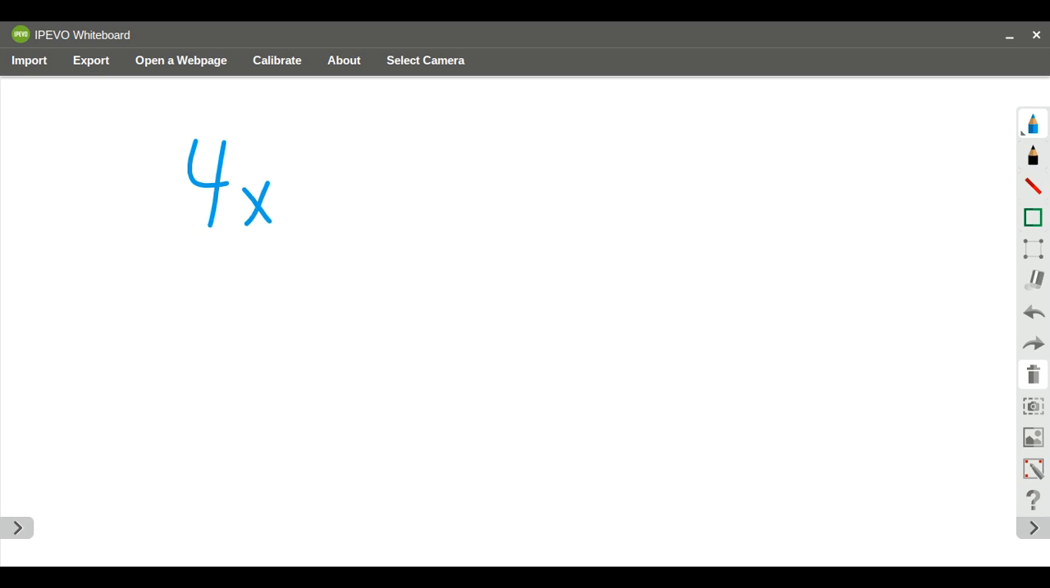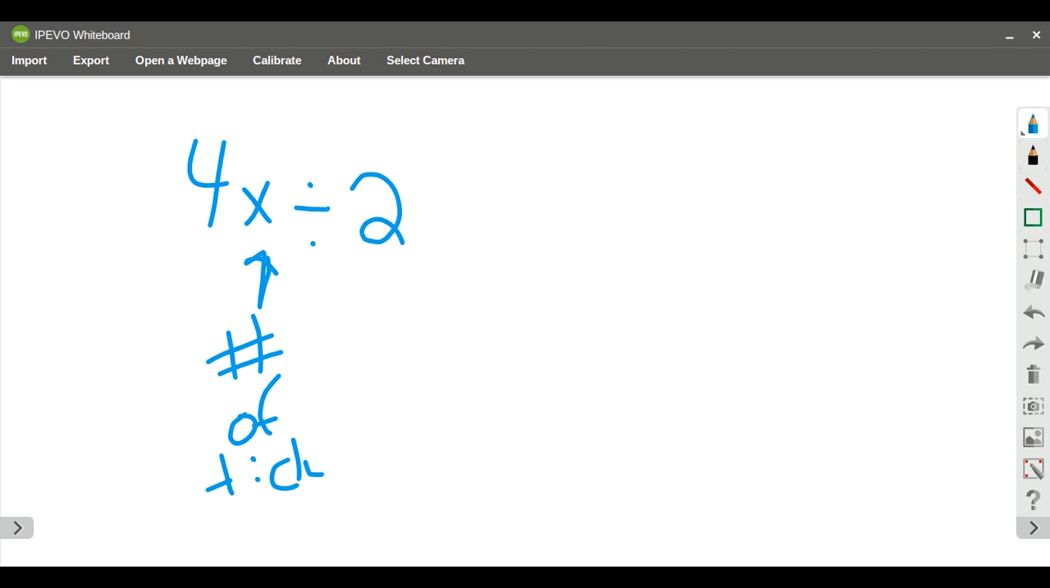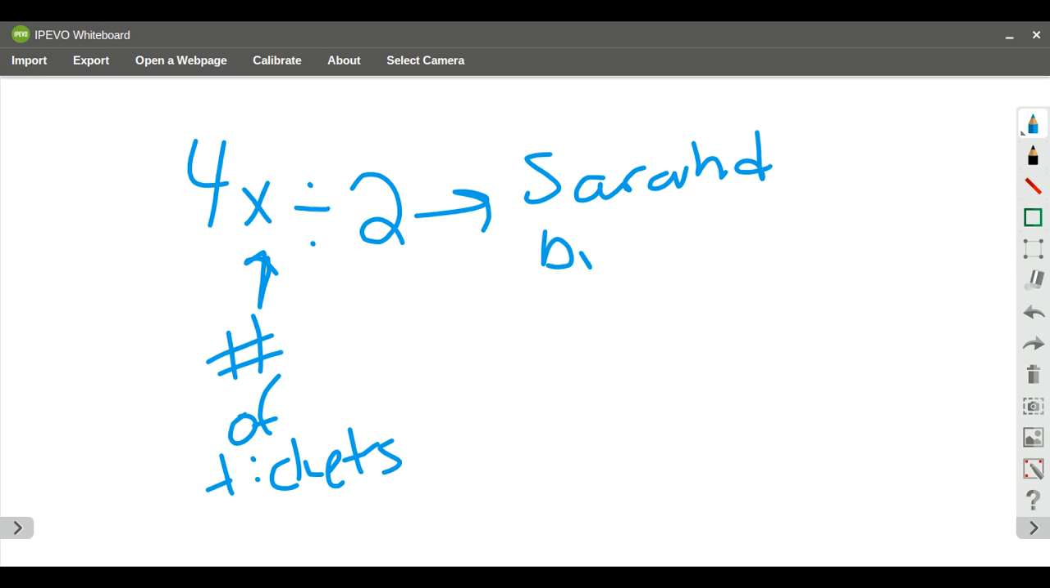So the price is now $4x divided by 2. So the x is going to represent the number of tickets bought. The 2 represents Sarah and her brother. And then the 4 represents the cost of a ticket.